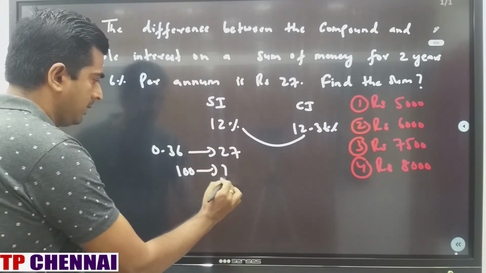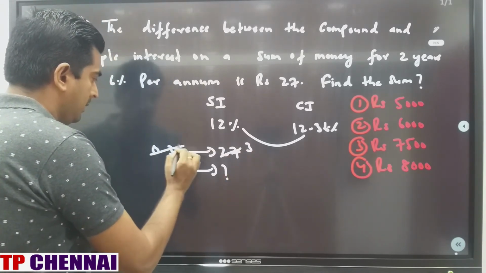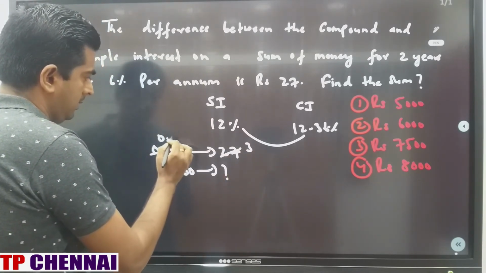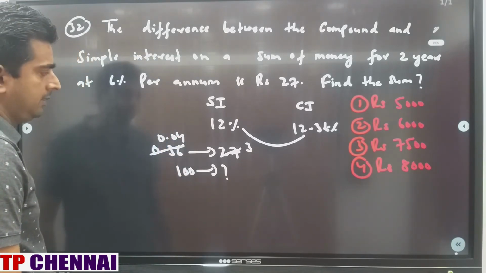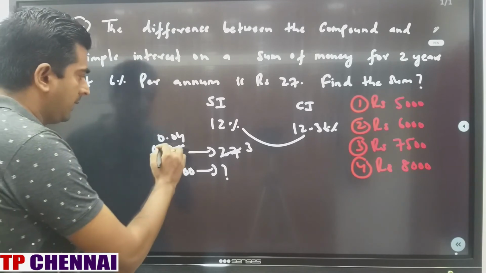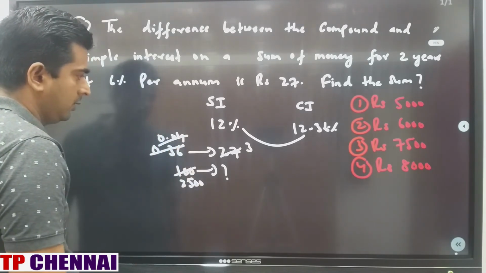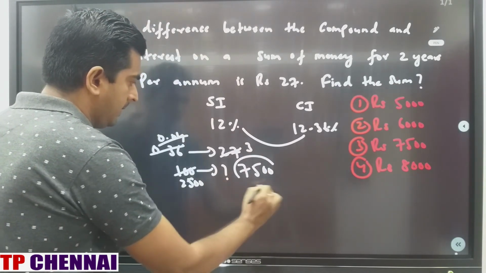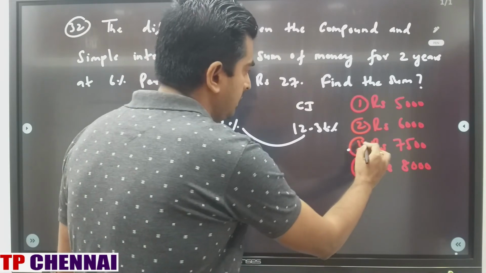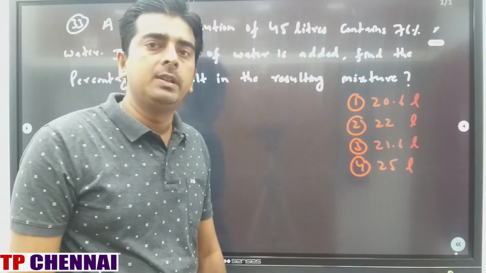So 100 part is how much? 9 3s are 0.04. Right? And this is how much? 2500. So my answer is 7500, which is the third option. So I hope you are clear with the previous question. Now we'll see the next one.